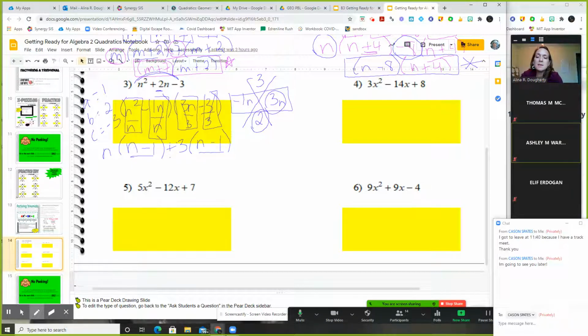We have succeeded in our mission. The n minus 1's match. I love it when a plan comes together. And then we take out our greatest common factor from the first parentheses and the greatest common factor from the second parentheses, and you end up with n plus 3. Okay?